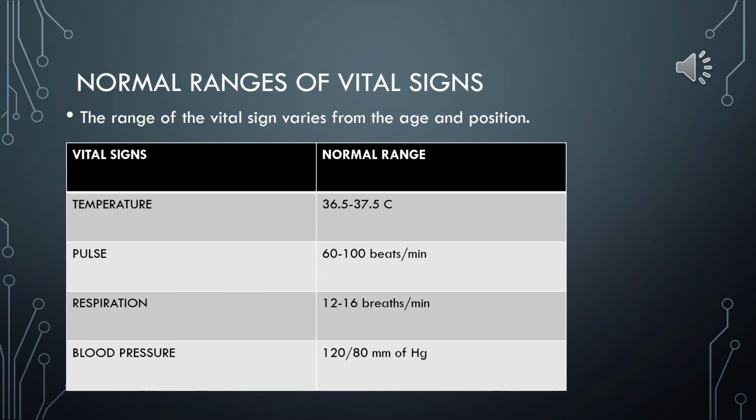Remember that the unit of pulse is beats per minute and respiration unit is breaths per minute. You can see on the screen. The normal respiration rate is 12 to 16 breaths per minute, and the blood pressure normal range is 120 by 80 mm of Hg. So it's very important to remember this.